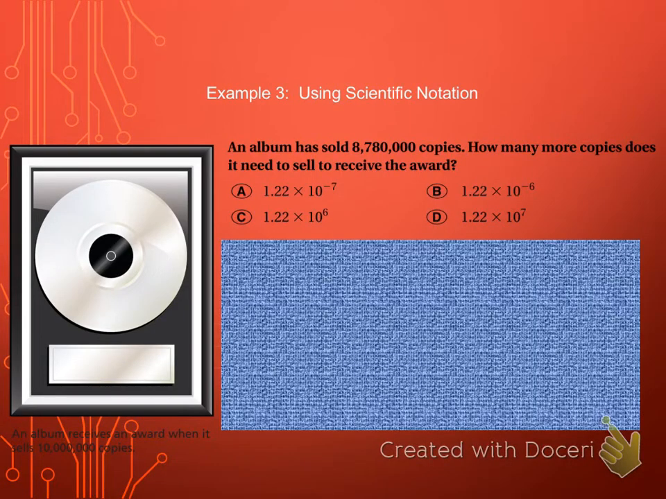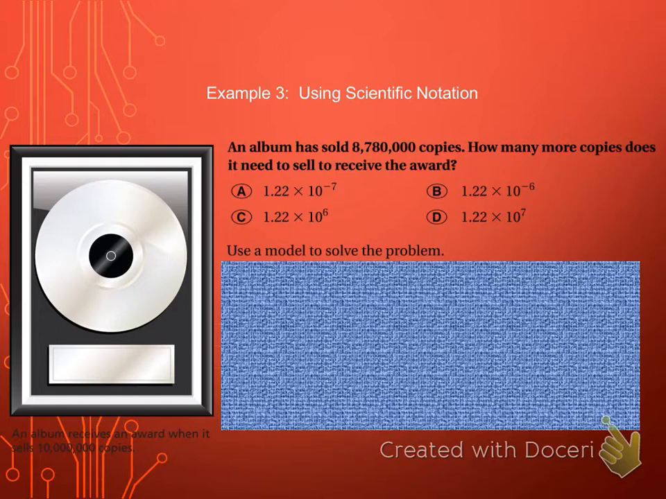For example 3 here, we're going to use scientific notation. An album has sold 8,780,000 copies. How many more copies does it need to sell to receive an award? I know you can't see on this screen, but on your paper you probably can see a little better. An album receives an award when it sells 10 million copies. So how many more do I need to get to 10 million?